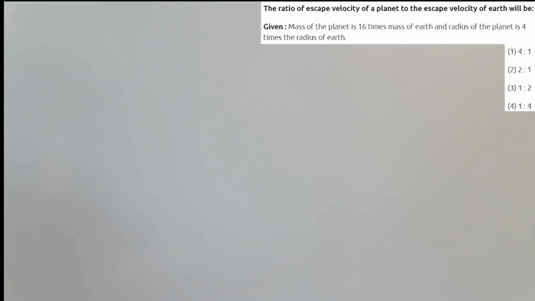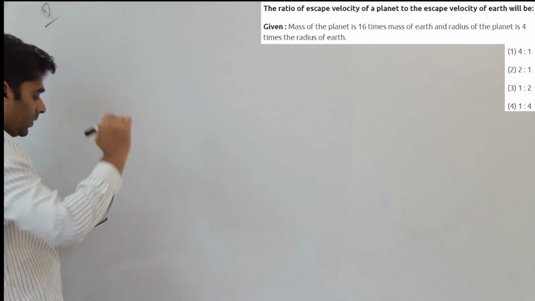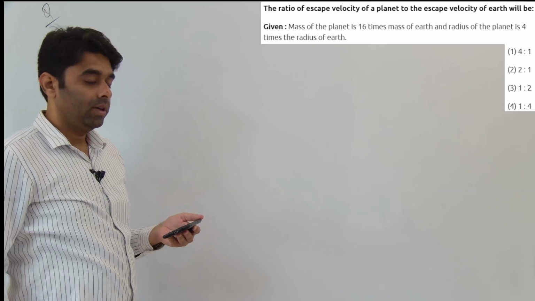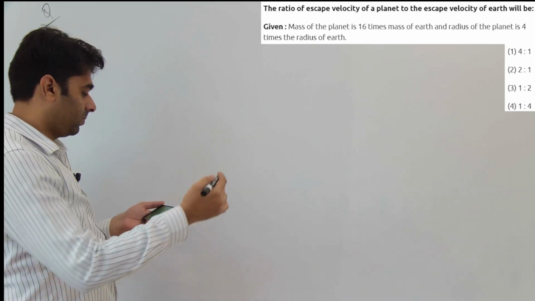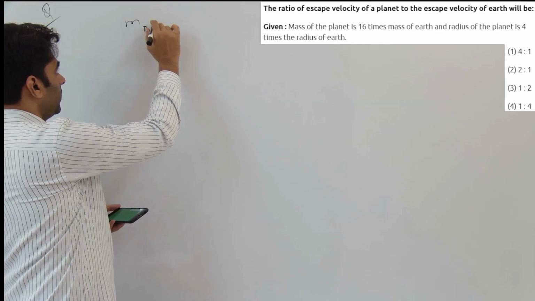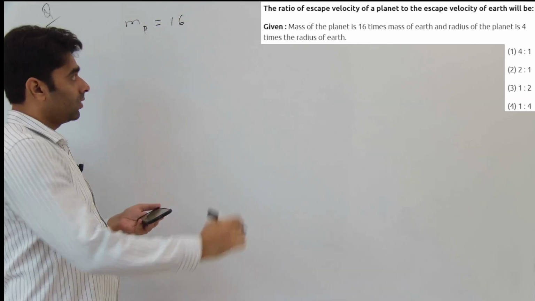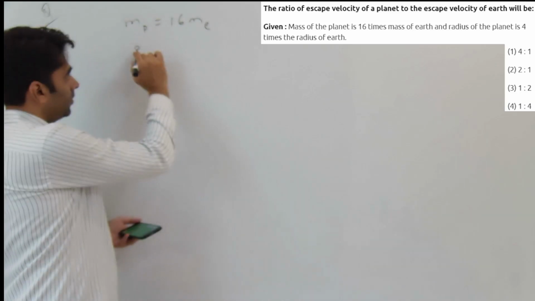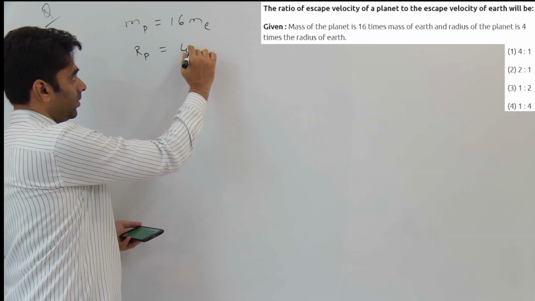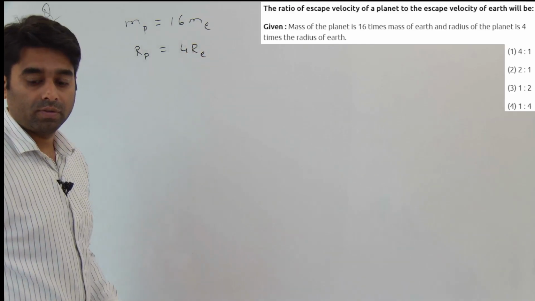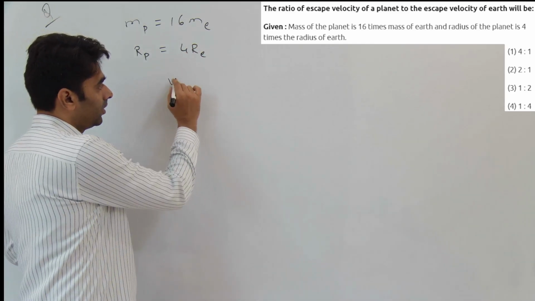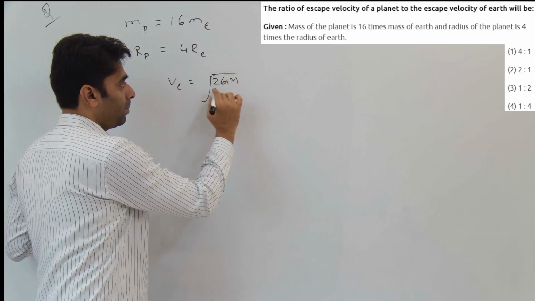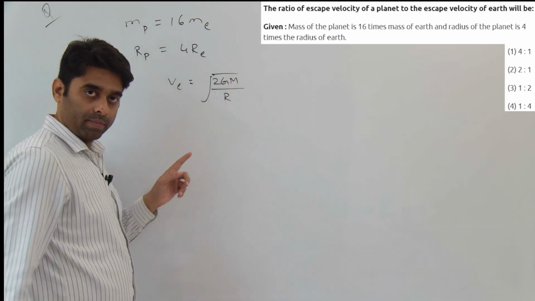Yeah. So our next question says the ratio of escape velocity of a planet to the escape velocity of Earth will be, the information that is given to you is mass of planet is 16 times mass of Earth, okay, and radius of planet is 4 times radius of Earth. They are asking us the ratio of the escape velocity. What is our escape velocity relation? Escape velocity is basically root over 2GM by r. Okay, this is what we have.